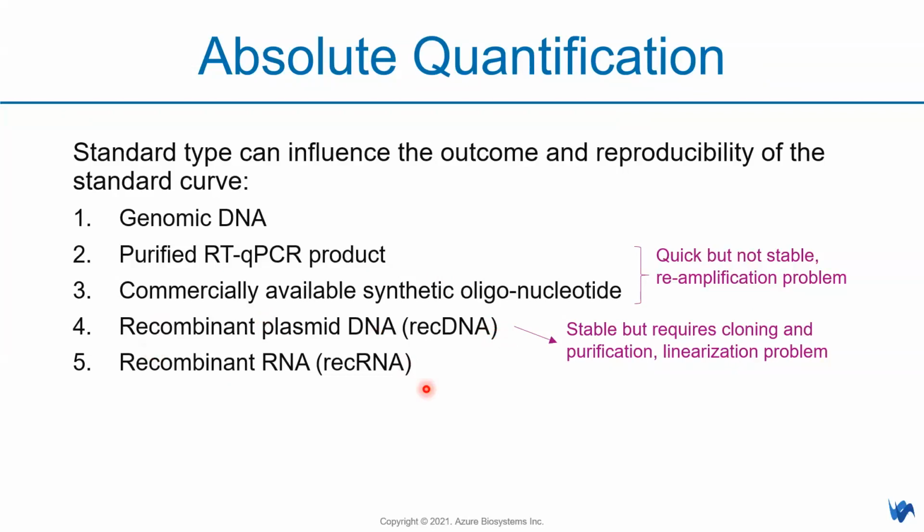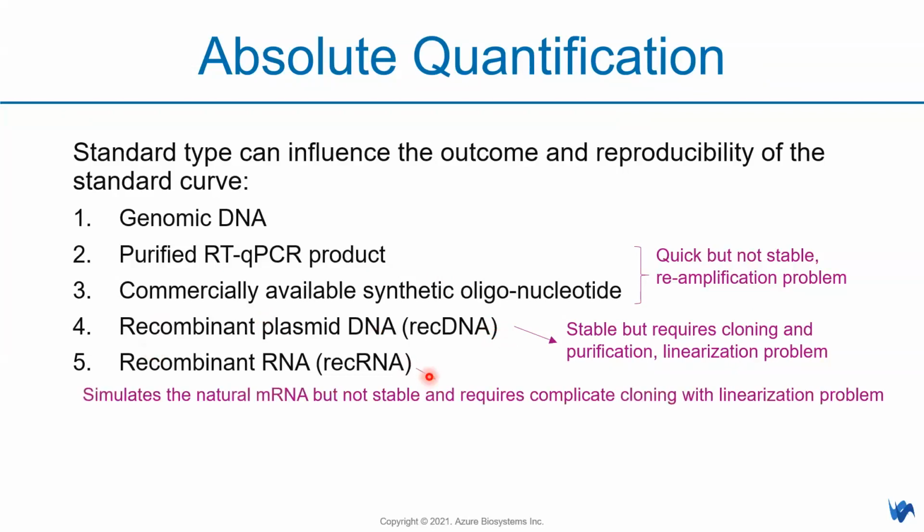How about recombinant RNA? It can simulate the natural mRNA if your sample is reverse transcribed from mRNA, then this will be okay because they go through the same process. You're doing RT-qPCR together on your unknown sample and the standard, which is recombinant RNA here. So you ensure that both of them go through the same process.